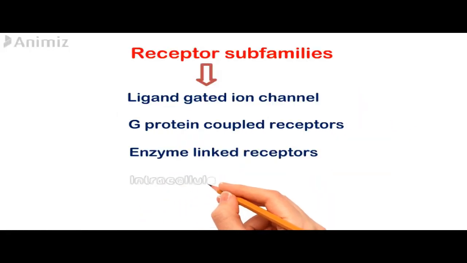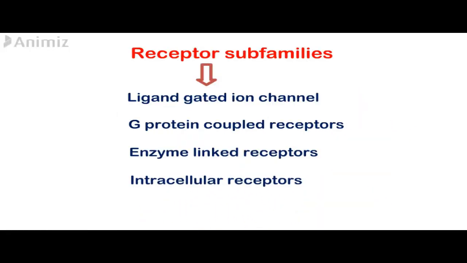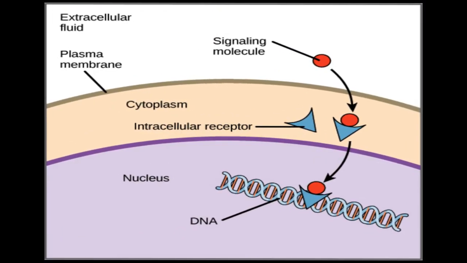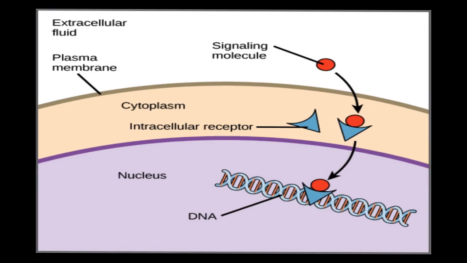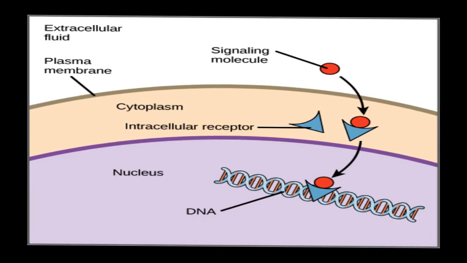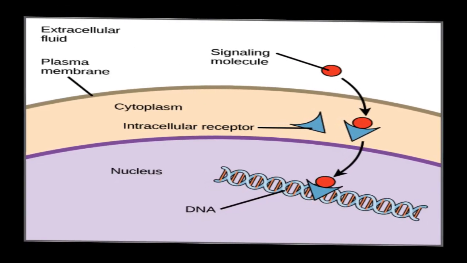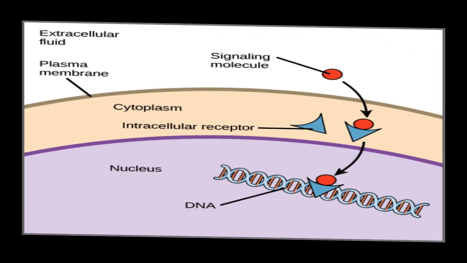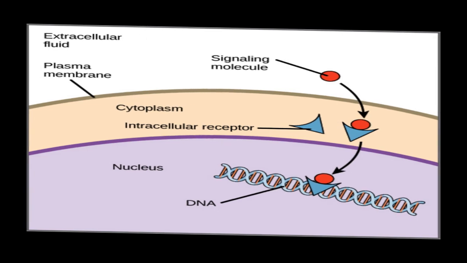The last type is the intracellular receptors, where the receptor is entirely intracellular. So the ligand must diffuse into the cell to interact with the receptor, and for it to move across the target cell membrane, it must have sufficient lipid solubility. And their main targets are the transcription factors inside the cell nucleus.